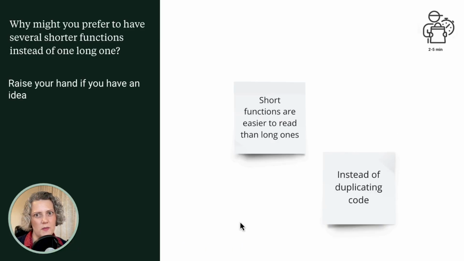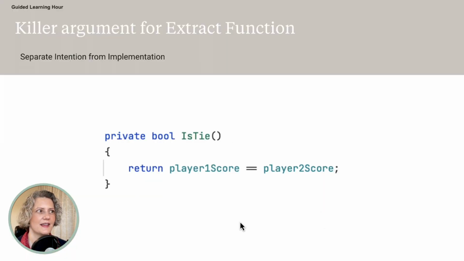So in the initial warm-up discussion, I had you coming up with reasons you would like to have shorter functions rather than longer ones. And this is basically the reasons why you want to do extract function, so that you get better readability and you don't have to duplicate code. But there is another reason, which is really the reason you do this. The killer reason for doing extract function is so you can separate the intention from the implementation.